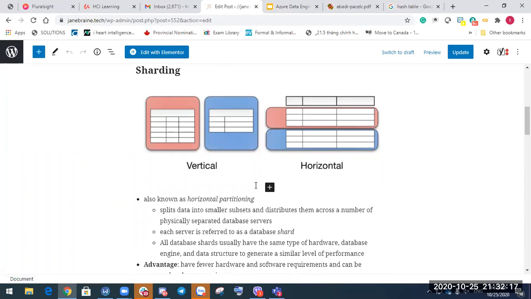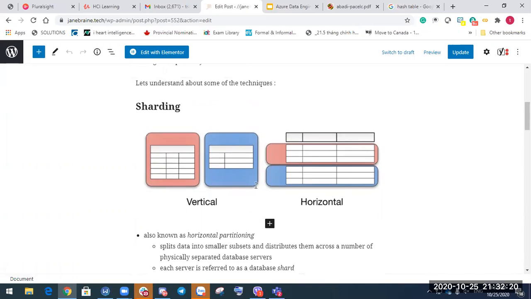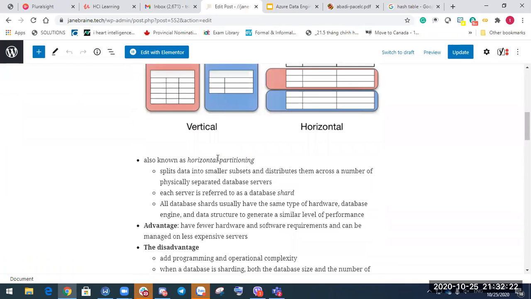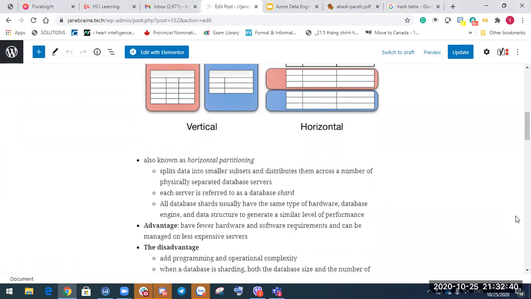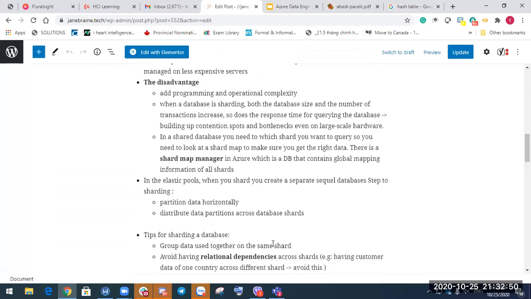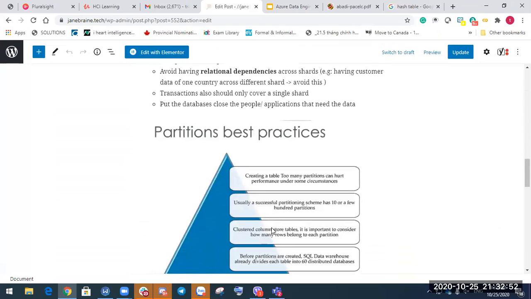Okay, so we have partition. We have horizontal partition and vertical partition, right? Sharding is called horizontal partition. It splits data into smaller subsets and distributes them across database servers, and each server is referred to as a database shard. You can read more on the advantages and disadvantages in here. So that is your homework.